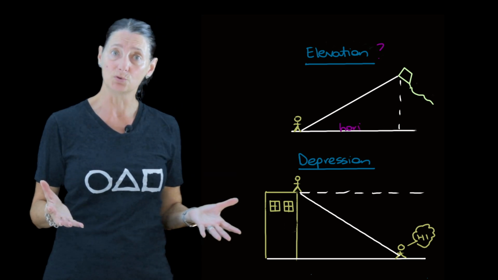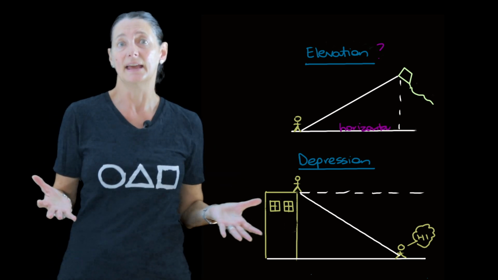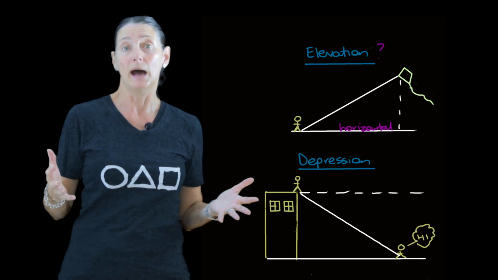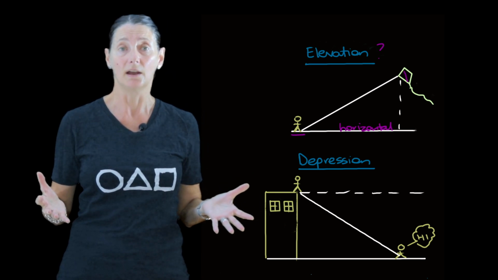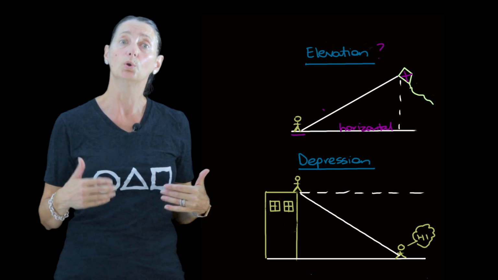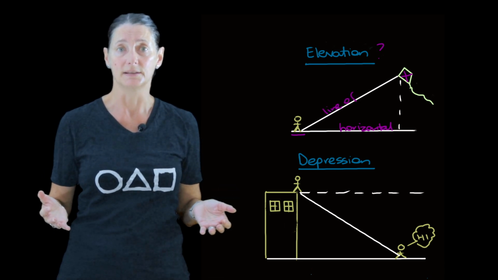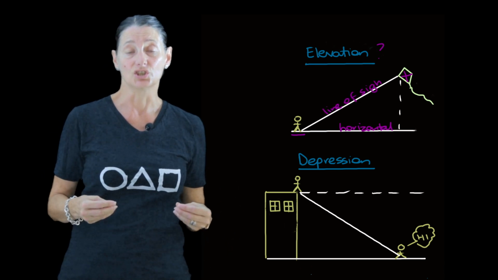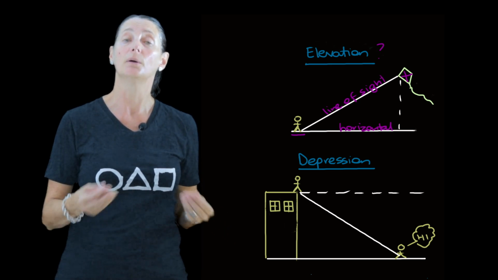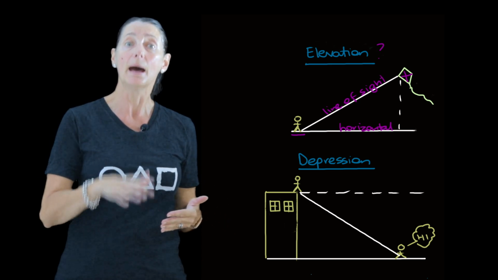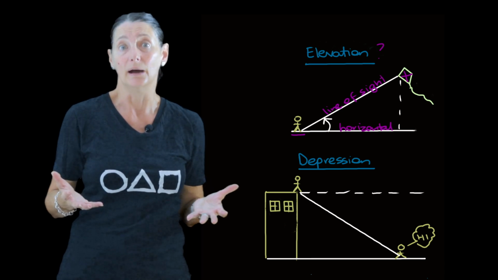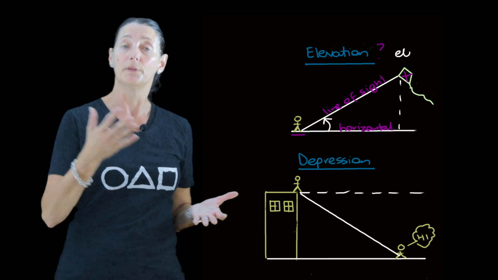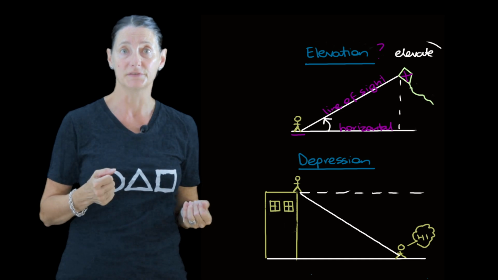We have a horizontal line here, and let's say I'm standing on the ground. If I look up, let's say that there's a kite flying in the sky, and I look up at that kite, the line that I look up is called the line of sight. The angle of elevation is an angle that's measured from the horizontal ground up to my line of sight. Think of it as elevation, elevate, going up. So the angle of elevation is from the horizontal up to the line of sight.